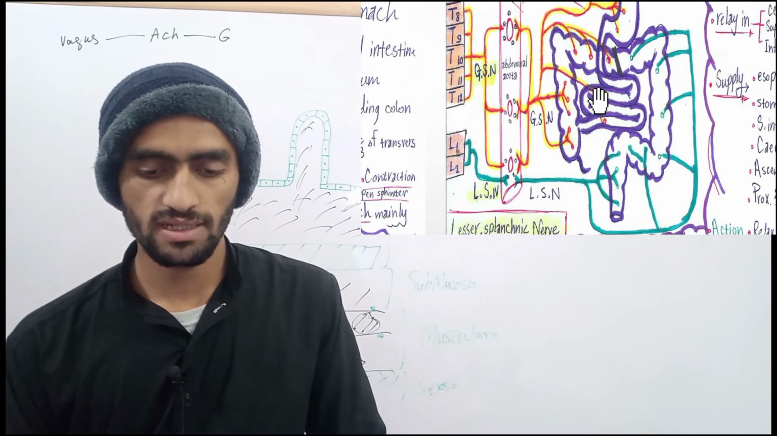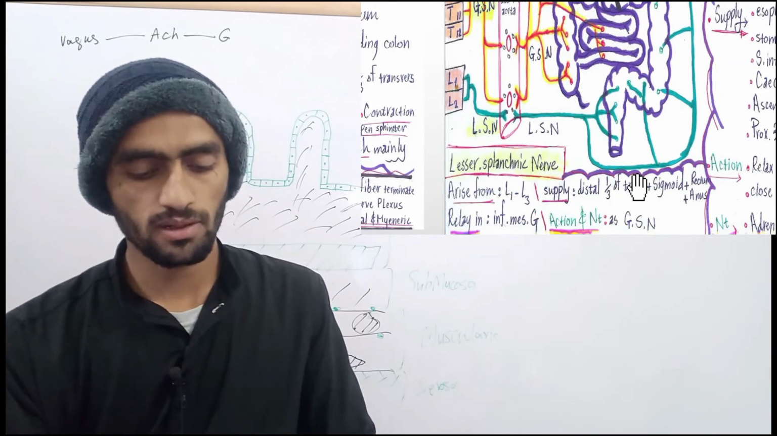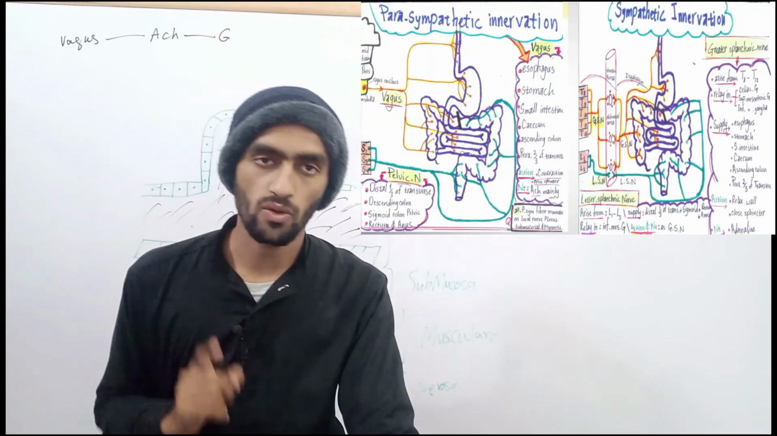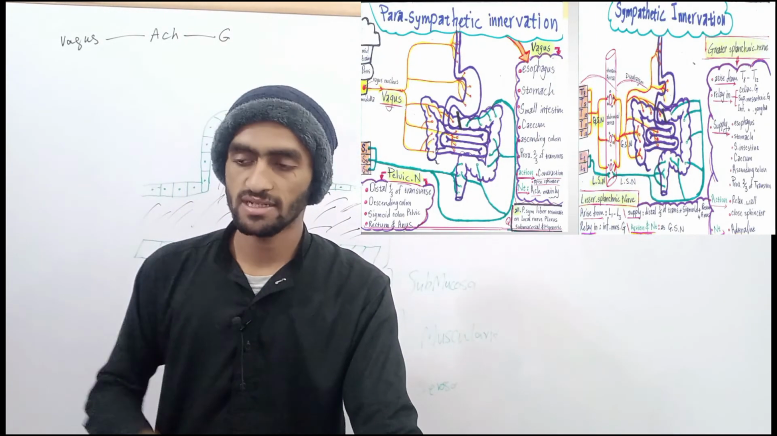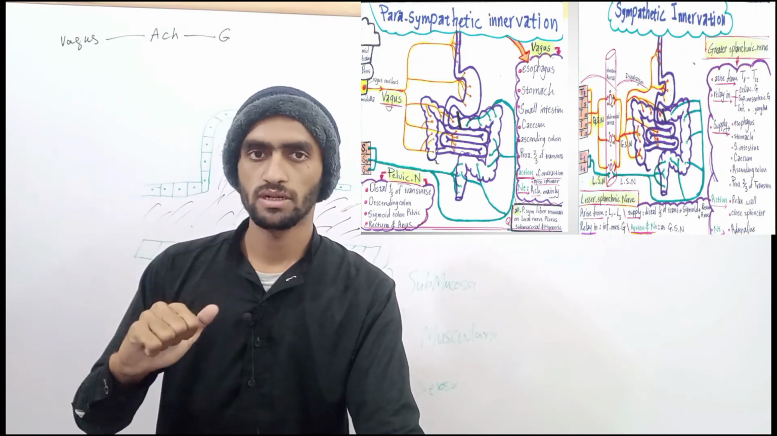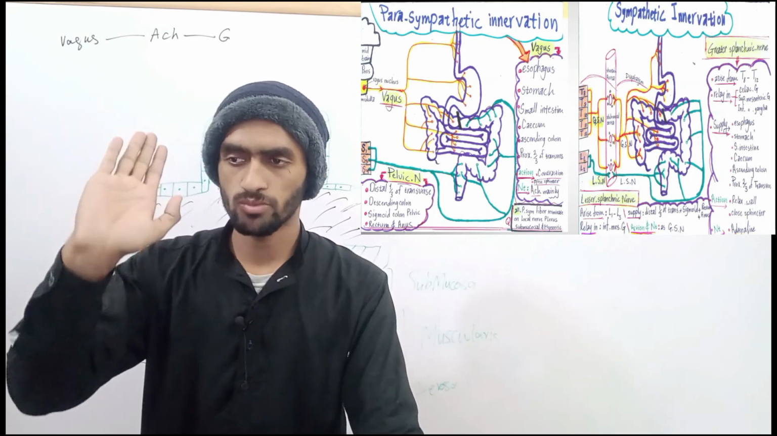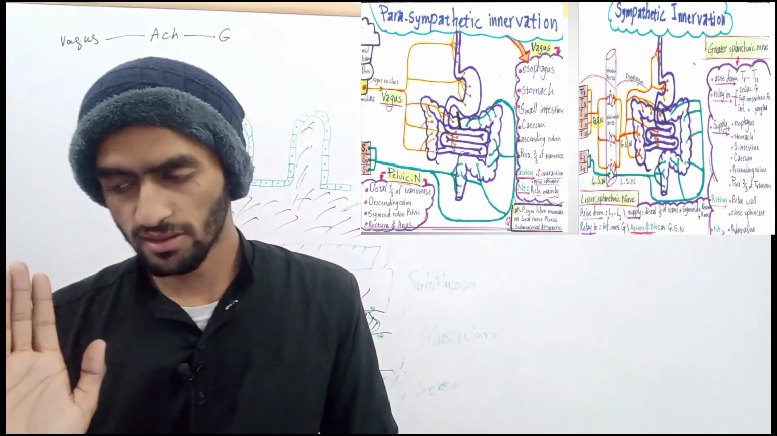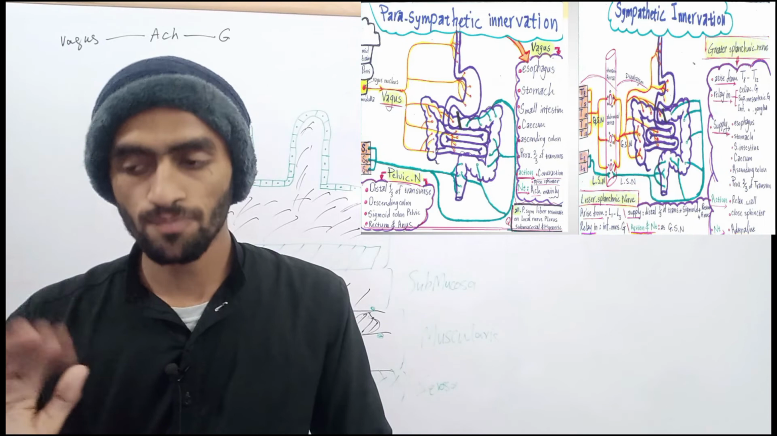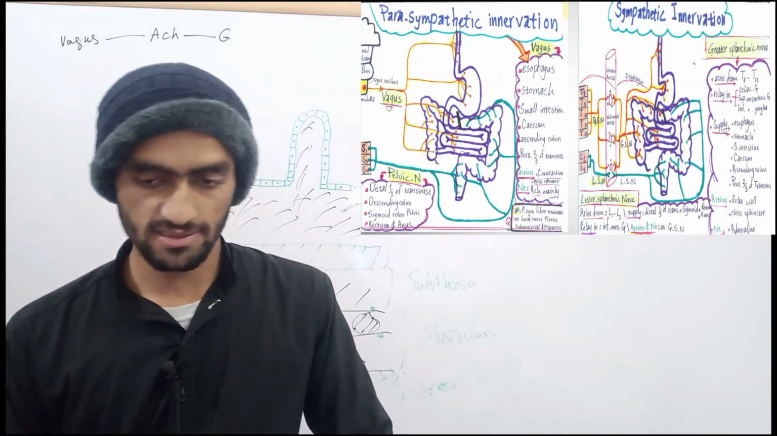So what is important to remember is that sympathetic slows down, decreases motility, decreases secretion, and constricts the sphincter to stop the peristalsis. In parasympathetic, motility increases, secretion increases, sphincter dilates, and gastrin increases.